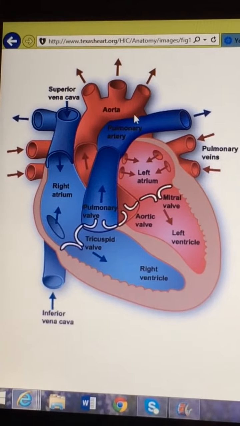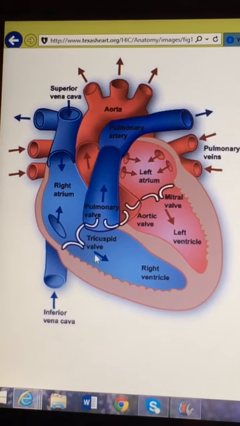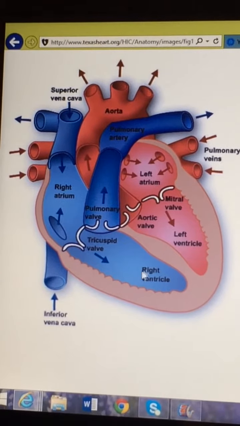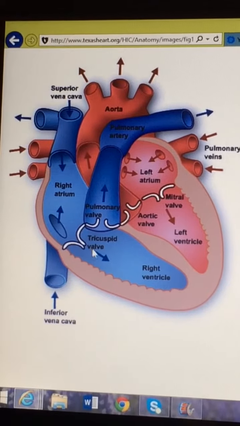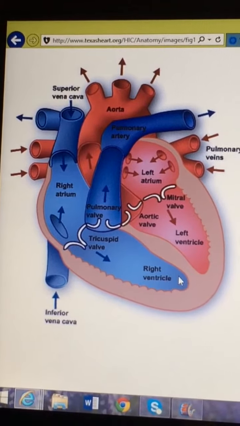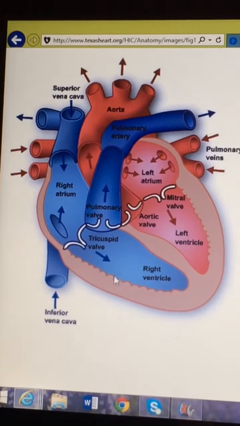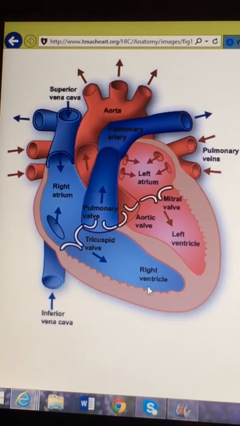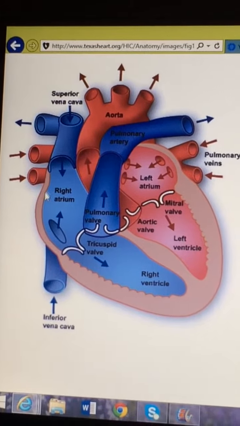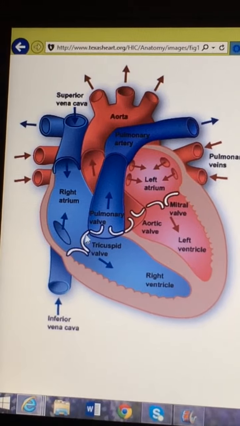The tricuspid valve separates the right atrium from the right ventricle. It opens to allow the deoxygenated blood collecting in the right atrium to flow into the right ventricle. It closes at the right ventricle as the right ventricle contracts, preventing blood from returning to the right atrium, thereby forcing it to exit through the pulmonary valve into the pulmonary artery.